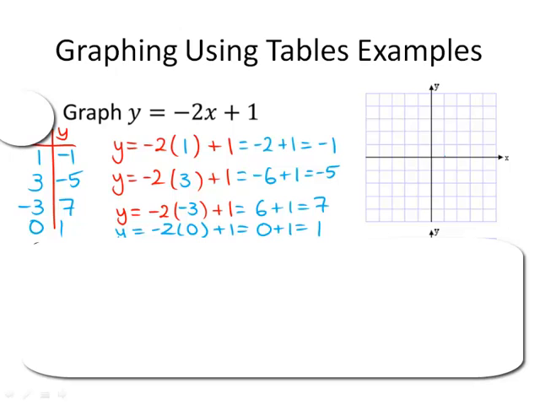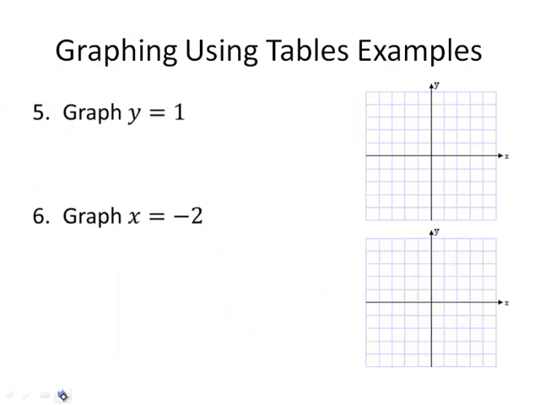So we've got a bunch of points. Let's plot them and connect them and see what the pattern looks like. 1 comma negative 1, 3 comma negative 5, negative 3 comma 7, and that's off our graph, so that's a little more difficult, and 0 comma 1. So you can almost see this pattern here of points lining up, and you can pull out a ruler and connect the points.